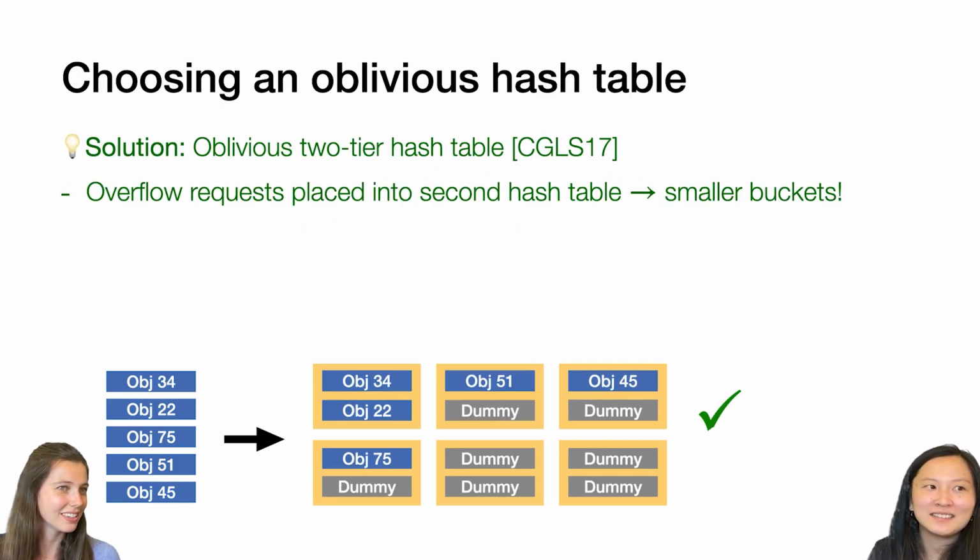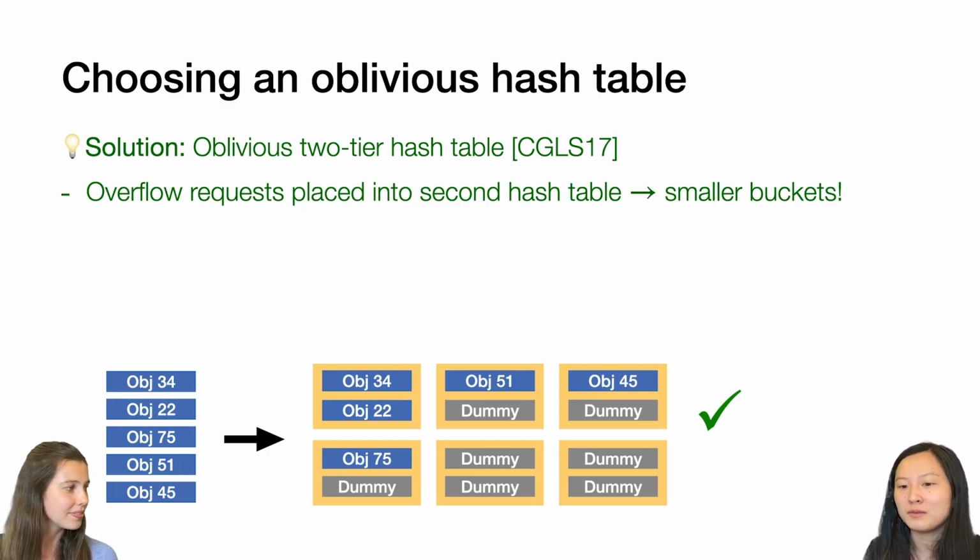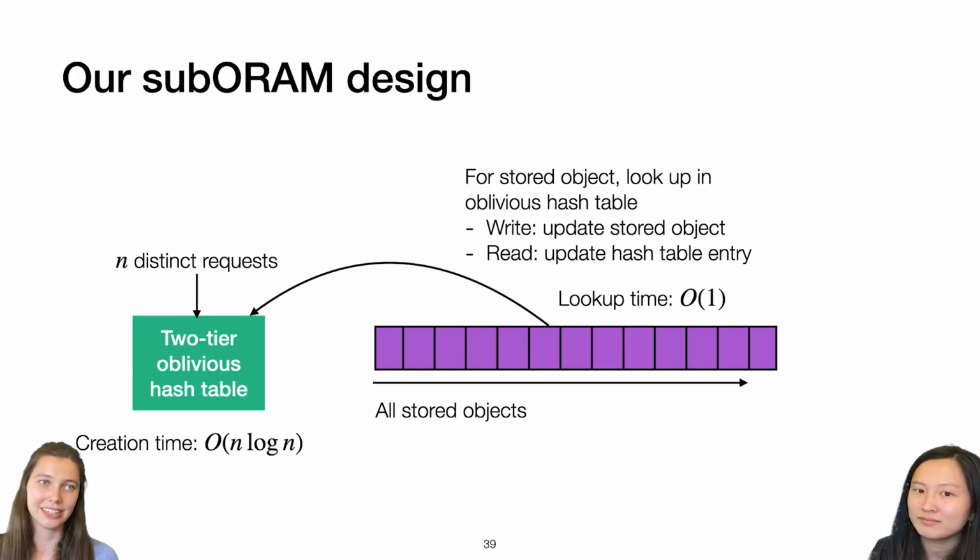So we identify an oblivious two-tier hash table to be a very good fit for our sub-ORAM setting, because in this scheme we overflow requests into a second hash table, and that lets us have smaller buckets so that when we scan the entire bucket, we're not scanning too many objects at one time. So putting it all together, we take in these n distinct requests from the load balancer, and we use those to create a two-tier oblivious hash table. The time to create this table is now O(n log n), in comparison to the O(n^2) from Signal's private contact discovery.